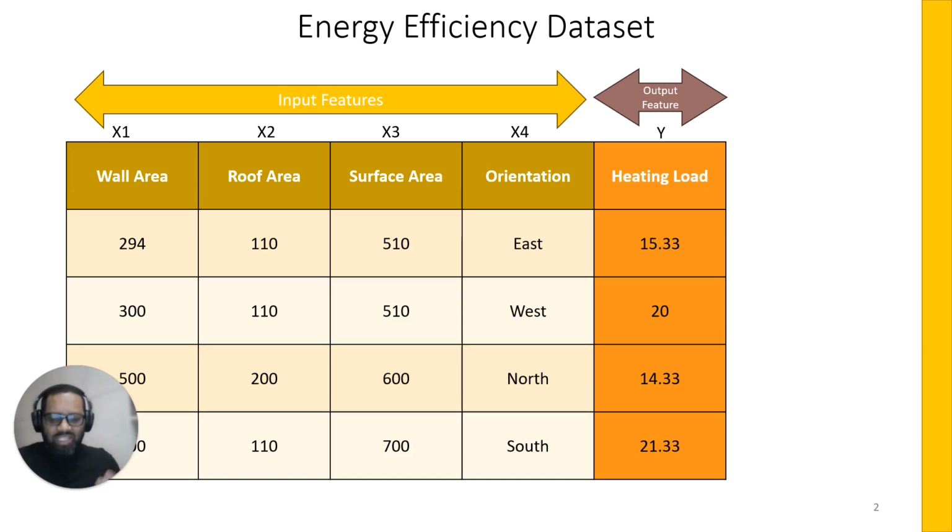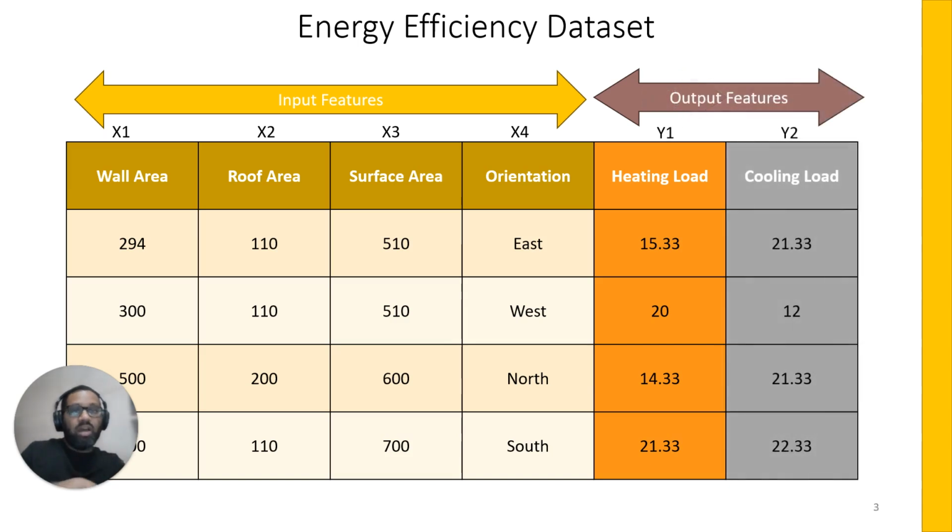But this one is pretty easy, but life is not that easy. Based on the same features which you considered as input features, you can have two output features, which are heating load and cooling load. As the name suggests, heating load is the energy required to heat the building, and cooling load is the energy required to cool the building. So now, if I have to classify this data into two output features, we will call it multi-output classifiers.